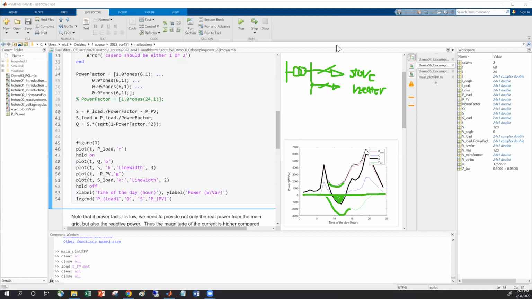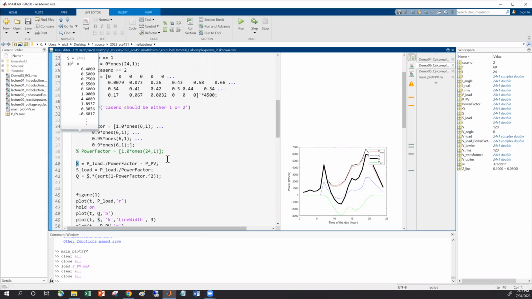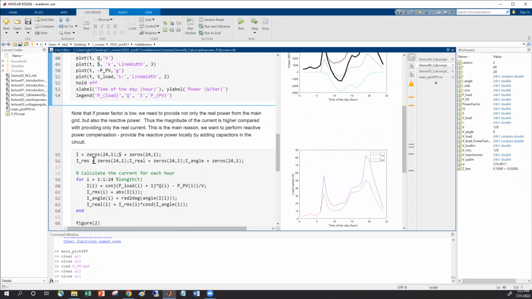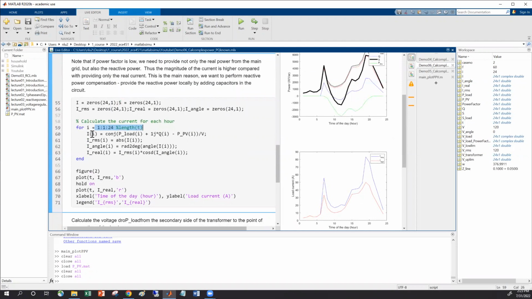Okay. Here are the drawings. Okay. So this is how you would compute the complex power, because the power is given. So the complex power computing is really easy. The next thing that we can do is to compute the current. You can see that there are 24 values. So I need a for loop to compute that.